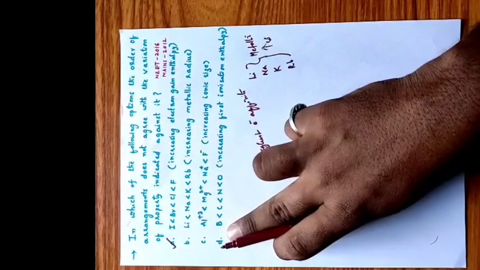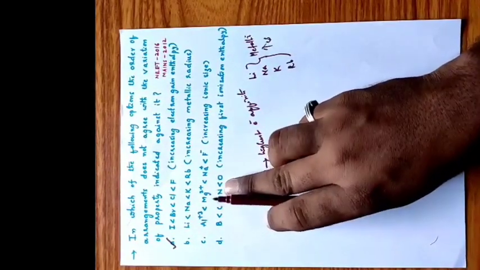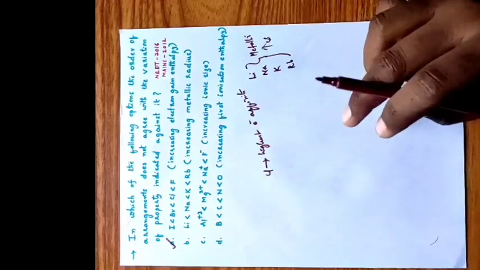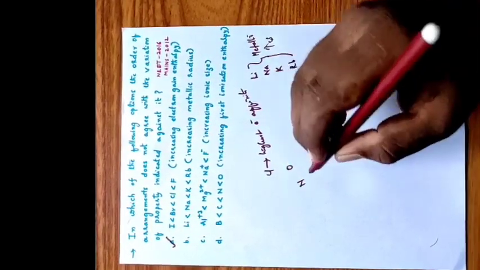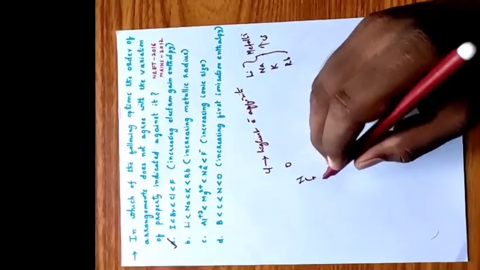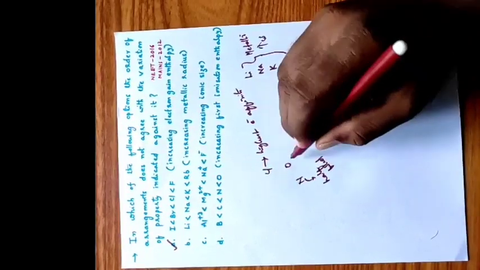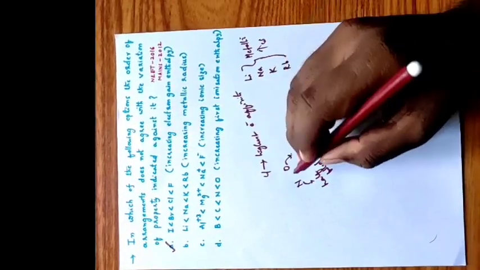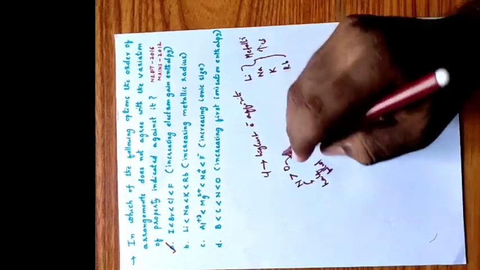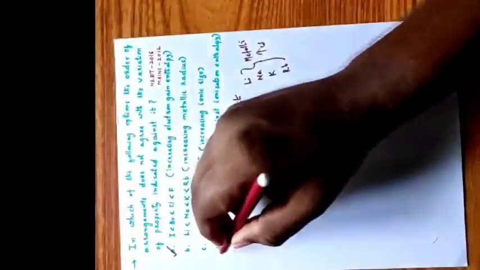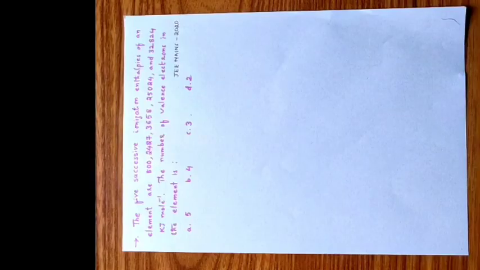And next, option D. What they have given: boron is less than carbon is less than nitrogen is less than oxygen, increasing first ionization enthalpy. But nitrogen has exactly half-filled electronic configuration, whereas oxygen does not. So that's why the ionization energy of nitrogen is greater than oxygen. So this order is wrong. This is the answer. Let us discuss the next question.